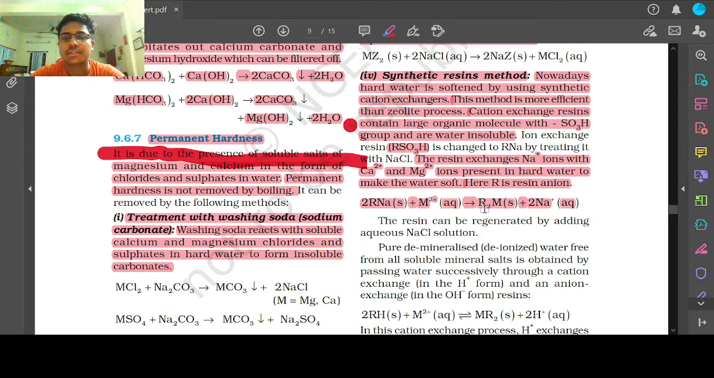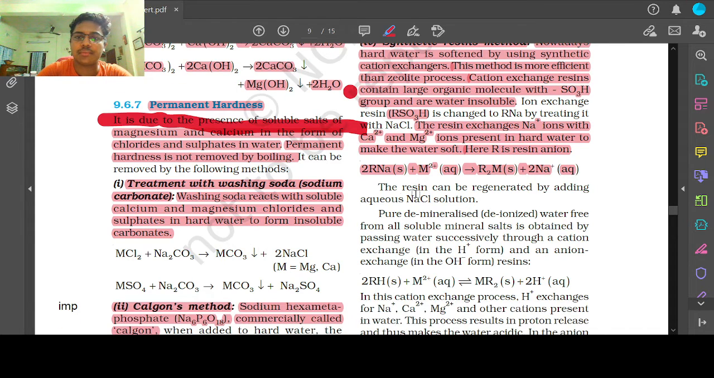It's RNa, so it's a chemical compound. So R-Na plus calcium and magnesium ions, that is M2+, where M is calcium and magnesium. When it reacts, it forms R2M plus 2Na+. Sodium ions are released.